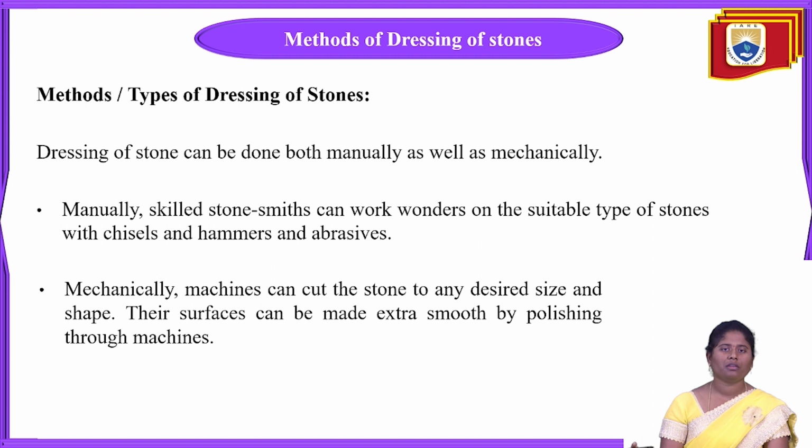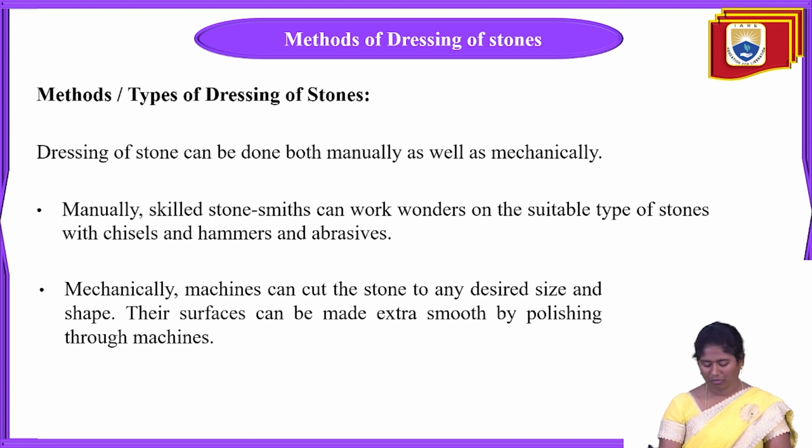Next one is mechanically. In this, machines can cut the stone to a desired size and shape, and these surfaces can be made extra smooth by polishing through the machines also. And in this mechanical type of dressing of stones, everything, from the starting point of cutting to the last polishing of the stone, is done by the machines only.